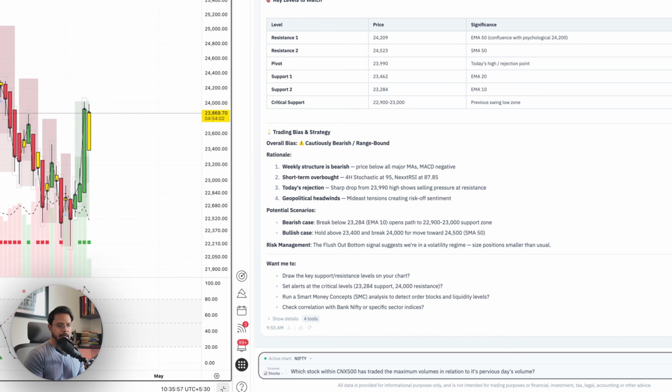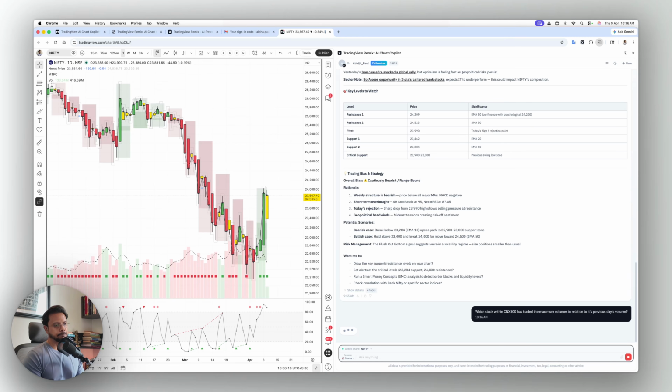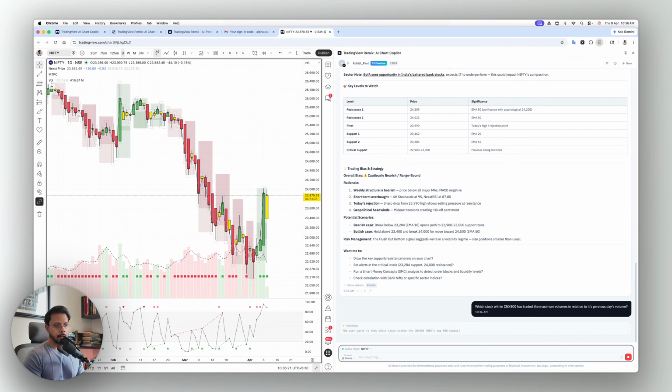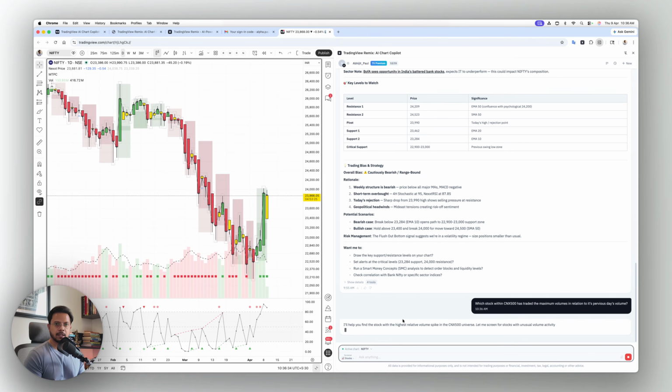So I'm asking the Copilot, go to the CNX 500 and tell me that stock which has seen the maximum volume in relation to its previous day's volume, not maximum within CNX 500. I hope he will understand, and he'll give me some kind of a reply or an answer. I am doing this first time in front of you, and it's thinking, as you can see. The fonts are much smaller. Probably you will not be able to see it, and it's moving on fast. I'm more focused and interested to see the end result.